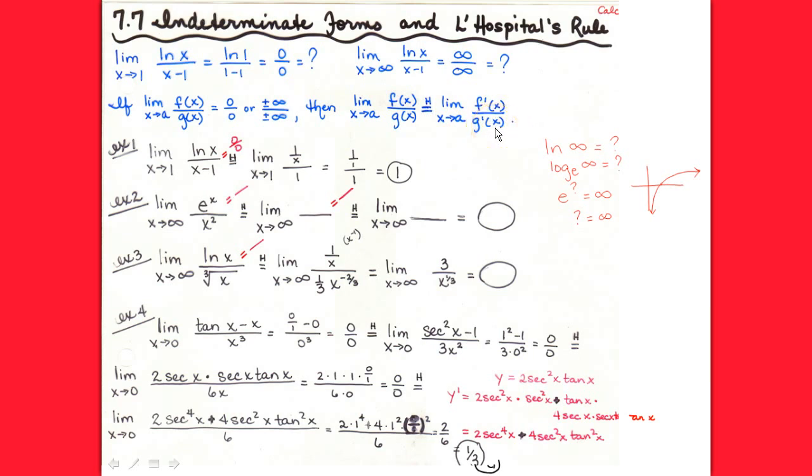Now, we're not doing quotient rule here. We're not doing denominator times derivative numerator minus numerator times derivative denominator all over denominator squared. That's not what we're saying. We're literally just saying, take the function you have in the numerator, take its derivative. Take the function you have in the denominator, take its derivative. The limit of the original will be equal to the limit of the derivative divided by the derivative.